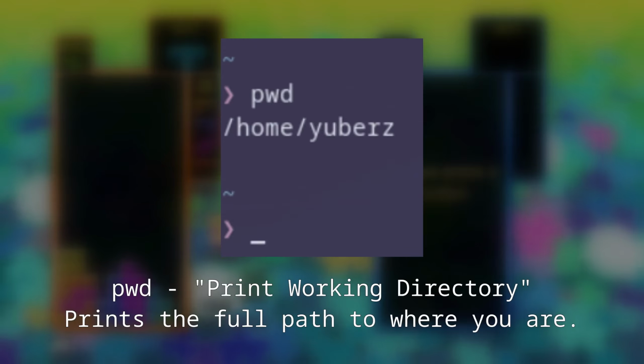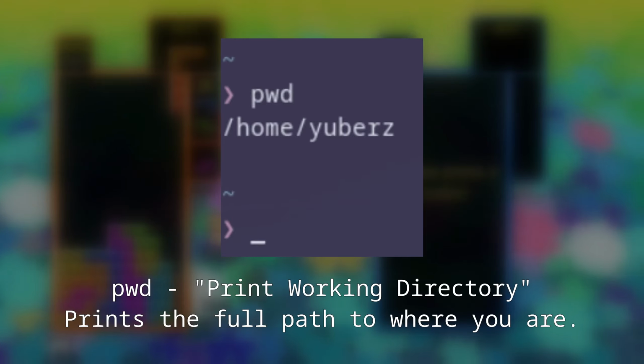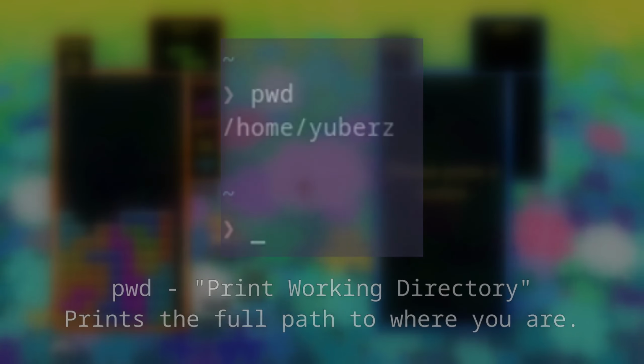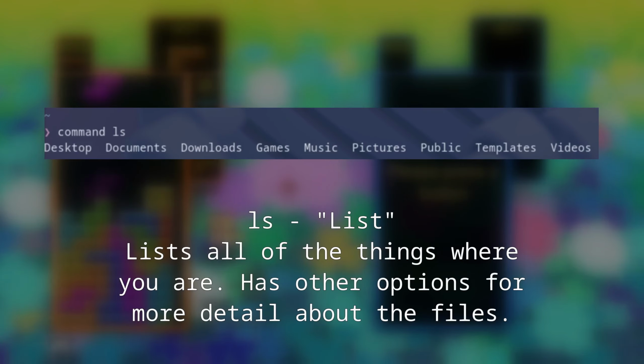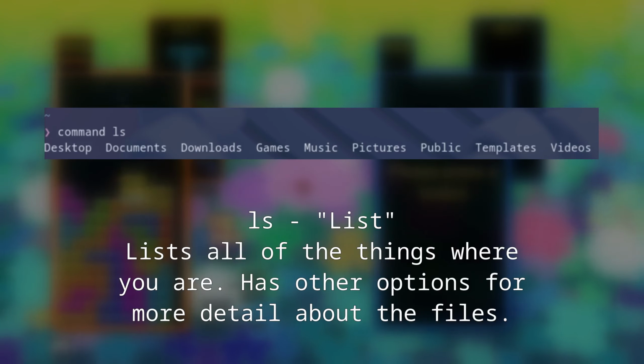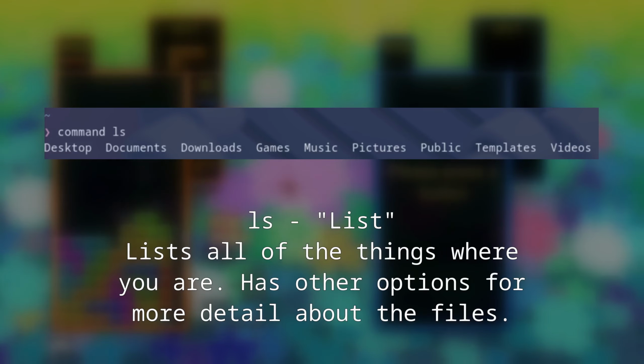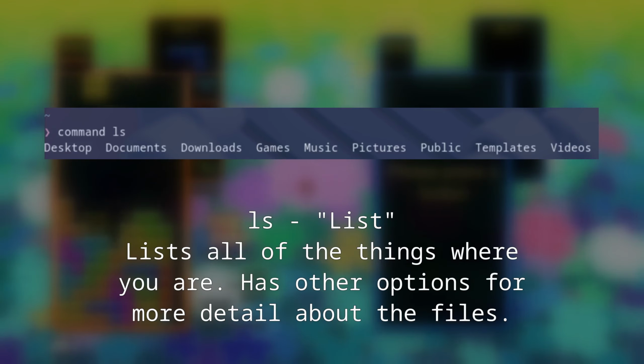When you open up the terminal, you'll see the tilde off to the side. That tells you that you are in your home directory. If you type pwd, then you'll list where you are because it stands for print working directory. So as you can see, the tilde is just shorthand for /home/Yuberz, which is my home directory. Next, type ls, which is shorthand for list. It just lists all the files where you are. So now we can see all the standard stuff in our home directory, like our desktop, downloads, and pictures folder.